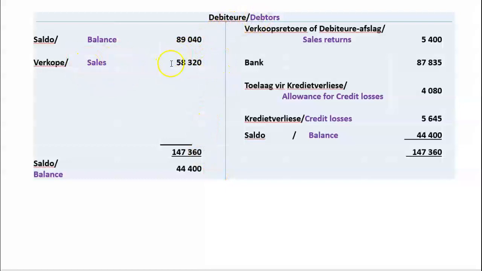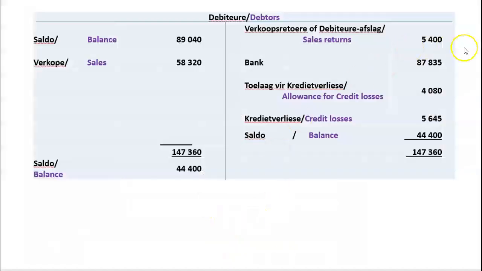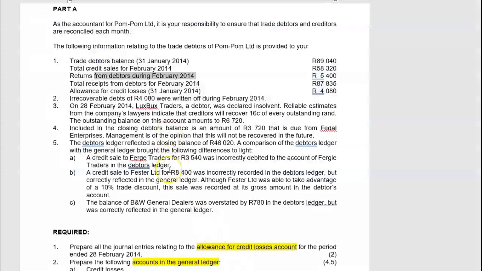So on the debit side, sales 58,320. Remember, it can only be credit sales. If I did ask you to show the VAT, then this sales amount would have been 58,320 times 1.15, or whatever the VAT rate was. Returns from debtors during February, 5,400. So that must be a credit against the account. Sales returns, 5,400 Rand. Again, if there was VAT involved, I would have had to add the VAT if I'm going to post the sales returns amount to my debtors account.